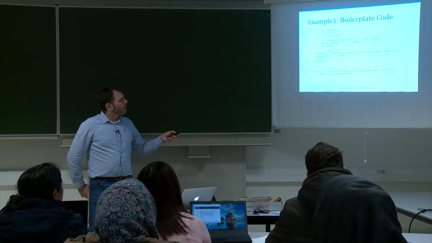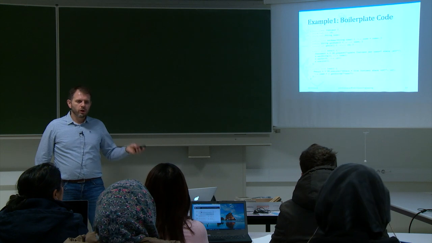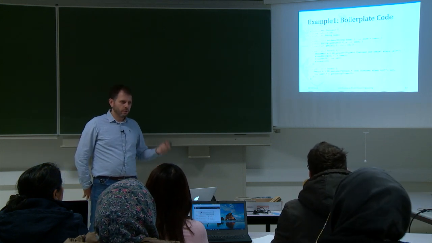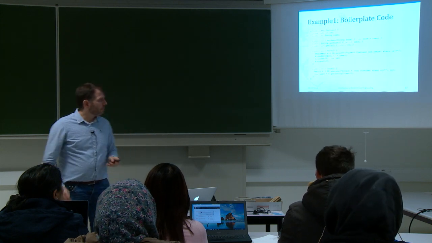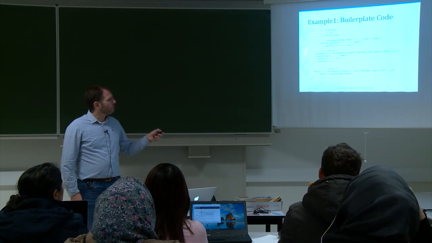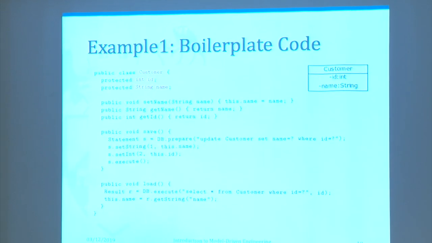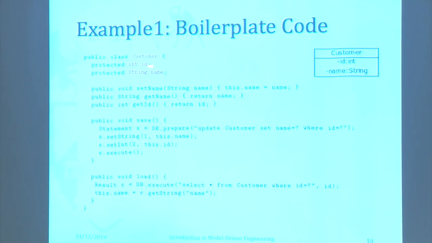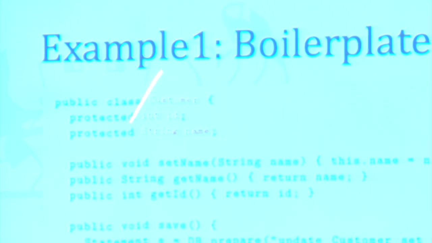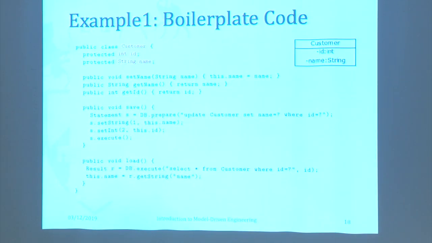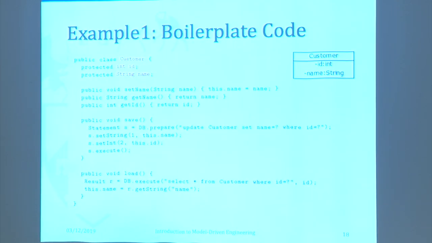And of course, there are frameworks that make this job easier. There are tools like Hibernate, etc., but they're not used everywhere, and even these tools add their own complexity to the code. Now, if you look very carefully, the only interesting information in this code is the fact that we have a customer that has an ID and a name. And if we know this information, we can write a little program that generates the rest. And not only that, but then it does the same for invoice and for product and for shipping order, right?